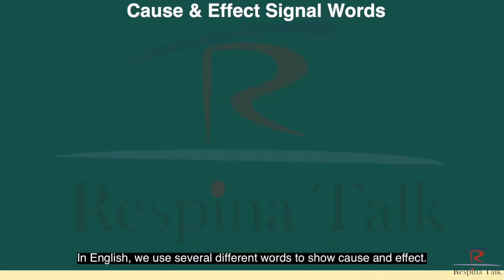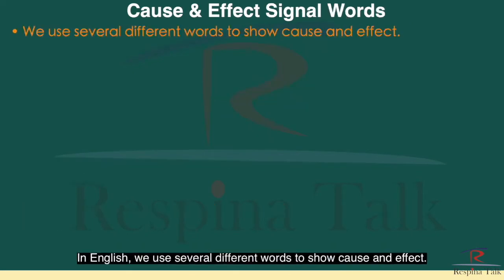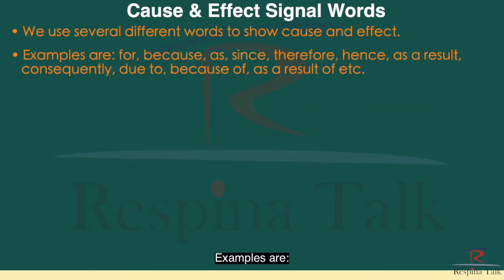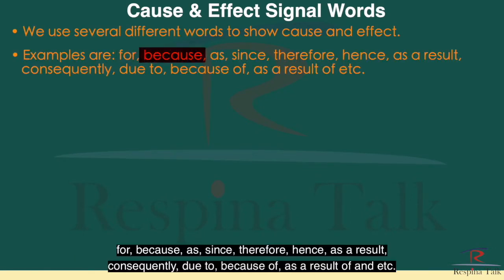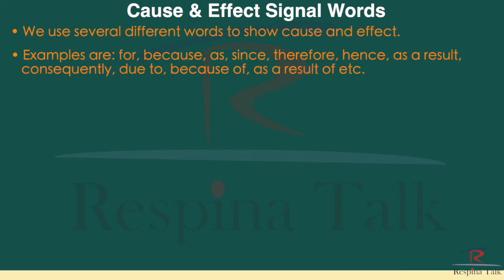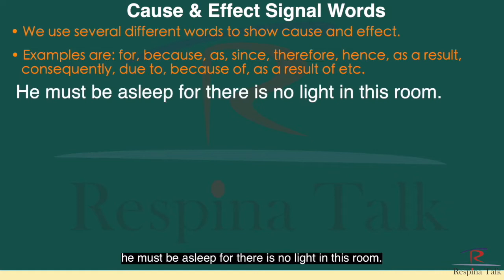In English, we use several different words to show cause and effect. Examples are for, because, as, since, therefore, hence, as a result, consequently, due to, because of, as a result of, and etc. So, for example, you can say, he must be asleep for there is no light in this room.